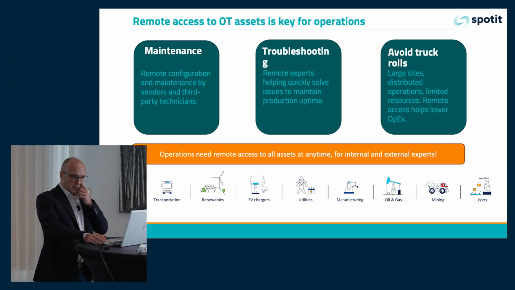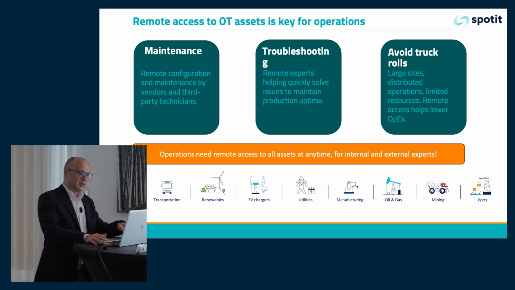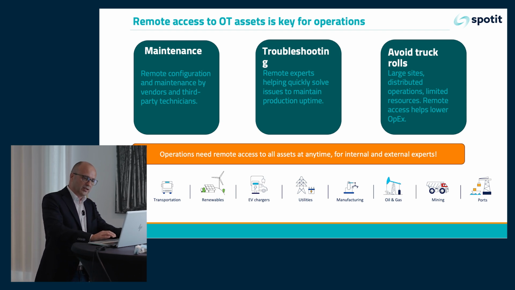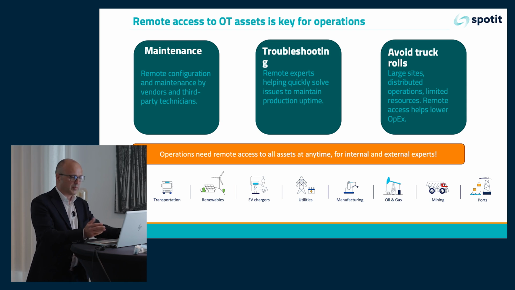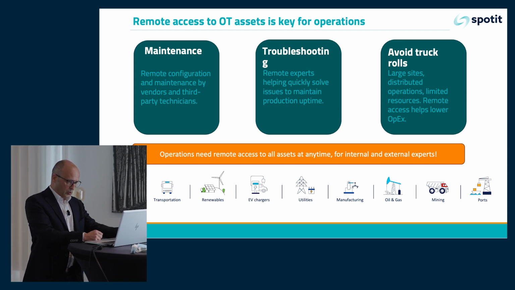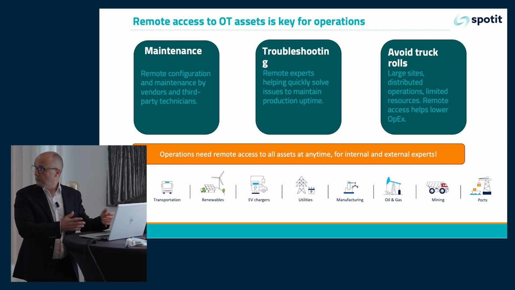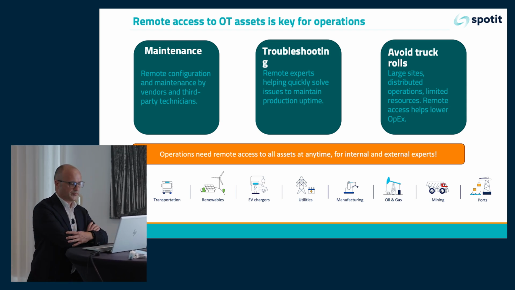So remote access to OT assets is key for operational teams to manage their environments, and it has, of course, multiple benefits. One of the main benefits is maintenance. With maintenance, of course, you can manage your systems, you can patch your systems, you can upgrade remotely, and of course this is reducing the need for downtime, and it keeps your operations running smoothly. So this is not only key for internal OT engineers taking care of your environment, but also for the original manufacturers who are managing your OT equipment.